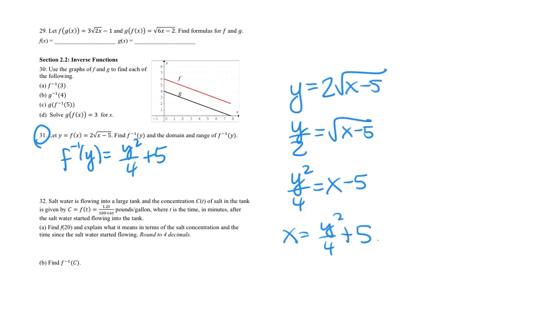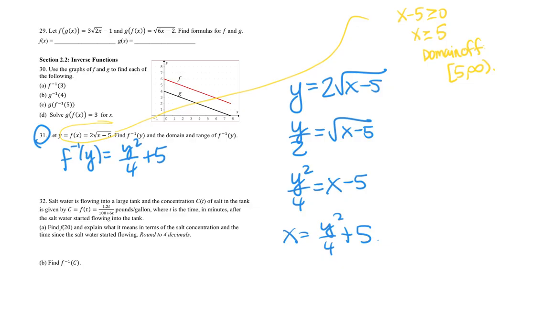And then to figure out the domain and range, we probably need to start with the domain and range of f. So if we go back to our original function f and look at it, what is its domain and range? So let's kind of go over here and think about that function. I know that the stuff under the square root needs to be positive. So x minus 5 needs to be greater than or equal to 0, which means x is greater than or equal to 5. So the domain of f is 5 to infinity. So the domain of f is going to be equal to the range of f inverse.